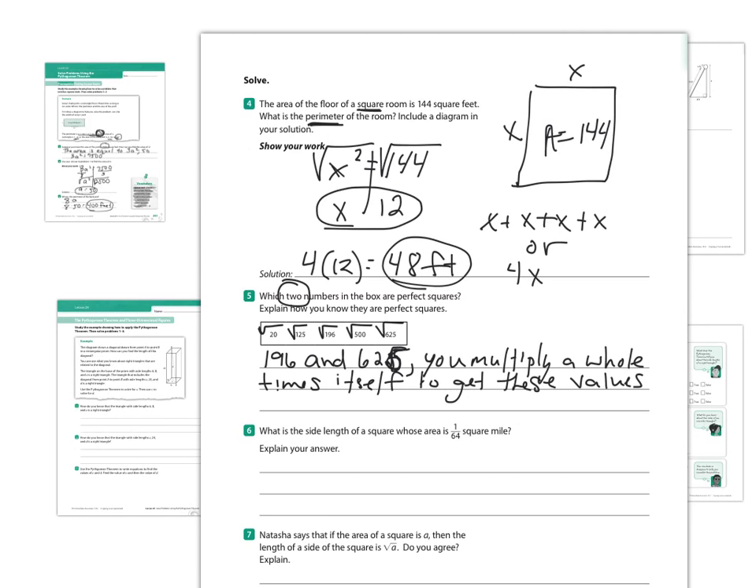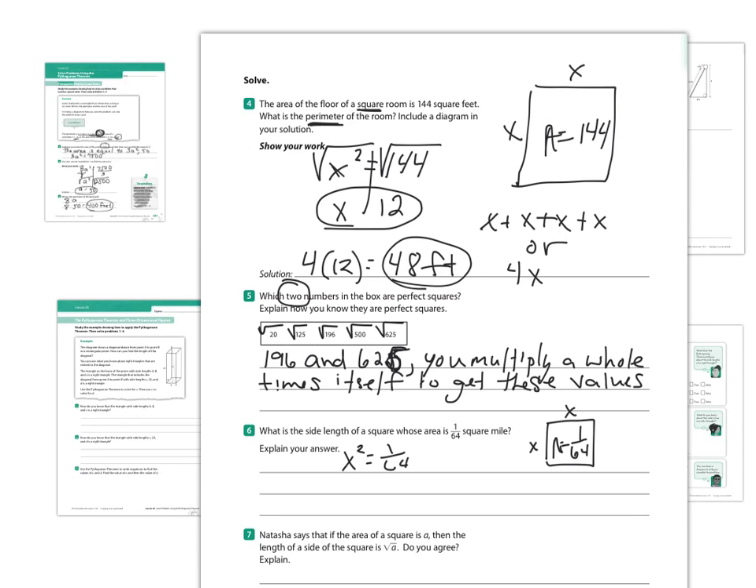Same thing with 625. What is the side length of a square whose area is 1/64 of a square mile? This question is very similar to number 4. We have a square. The area of this square is 1/64. To find area, we multiply the length times the width. So once again, we could write the equation x to the second power is equal to 1/64. Even though it's a fraction, we do the same thing.